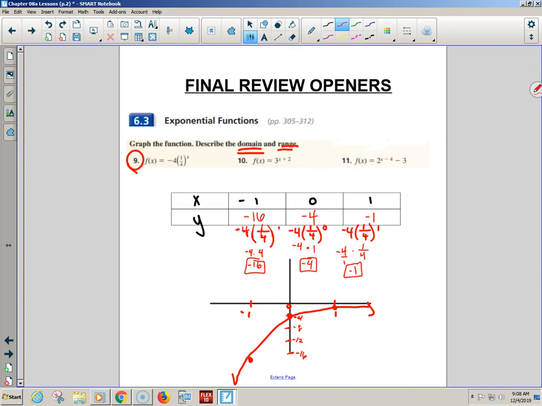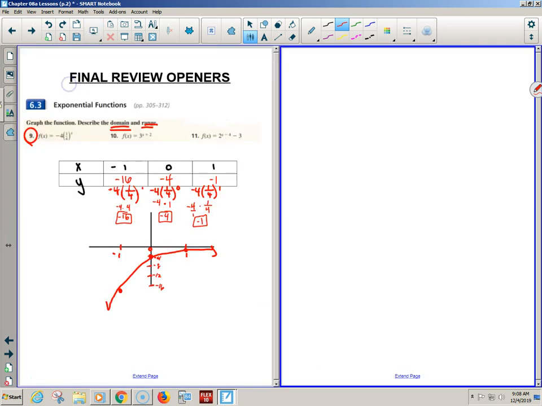So maybe this is something that is going to help us in chapter 8 and in chapter 6 as we review. So let's review real quick. What is domain? Good. And what is range?